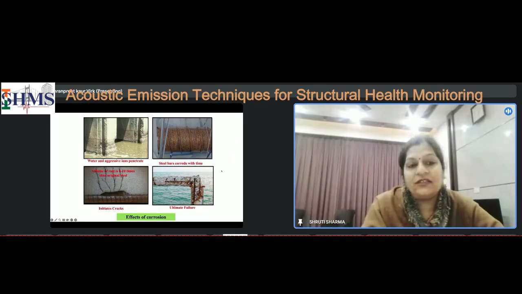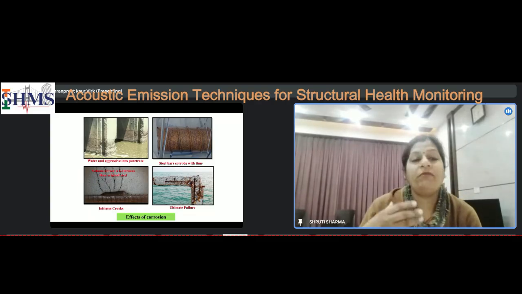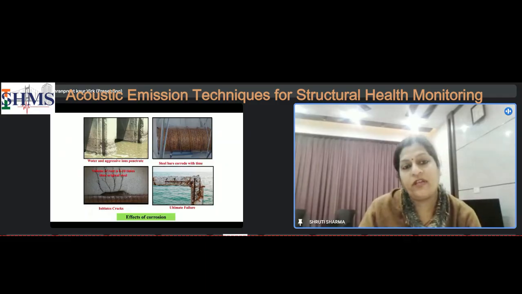These are the effects of water and aggressive ions. They penetrate and lead to corrosion. The corrosion product is so voluminous that it leads to the spalling and cracking of the surrounding concrete. The reinforcement bars are exposed, and finally, ultimate failure occurs. People have been trying to inhibit the corrosion in various ways. You can delay the onset, but you cannot eliminate it completely.